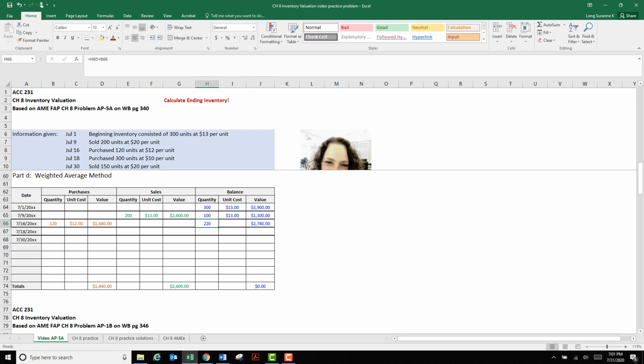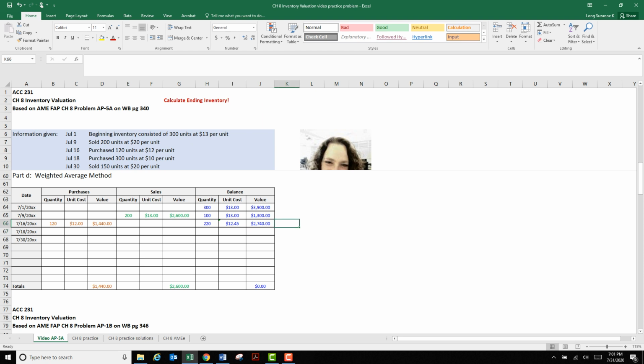So we've got 220 units total, and the total value is 2,740. We're going to divide to figure out an average unit cost. So it equals the total divided by the quantity. And that makes sense that it'd be $12.45. It'd be somewhere between $12 and $13 per unit.